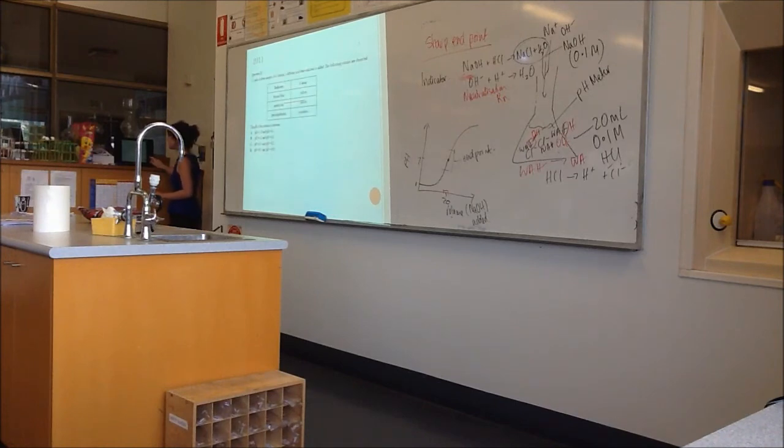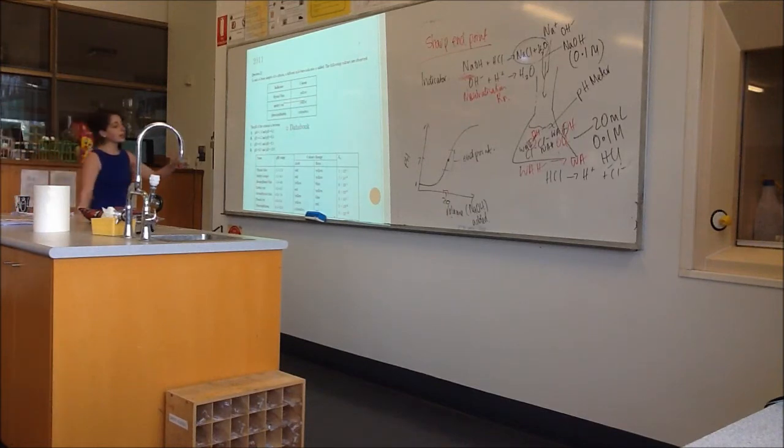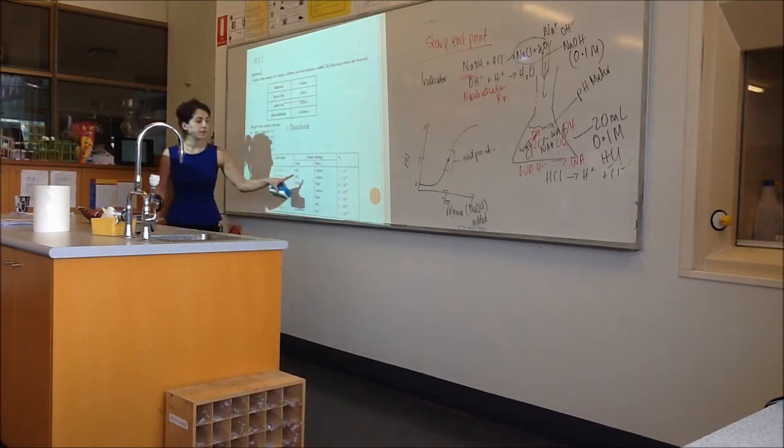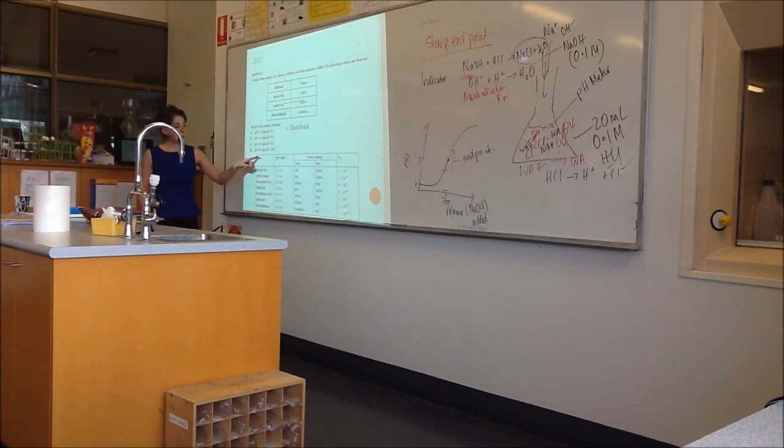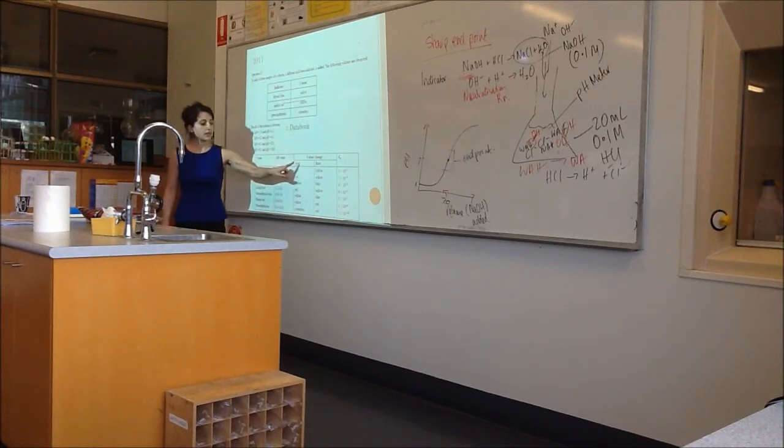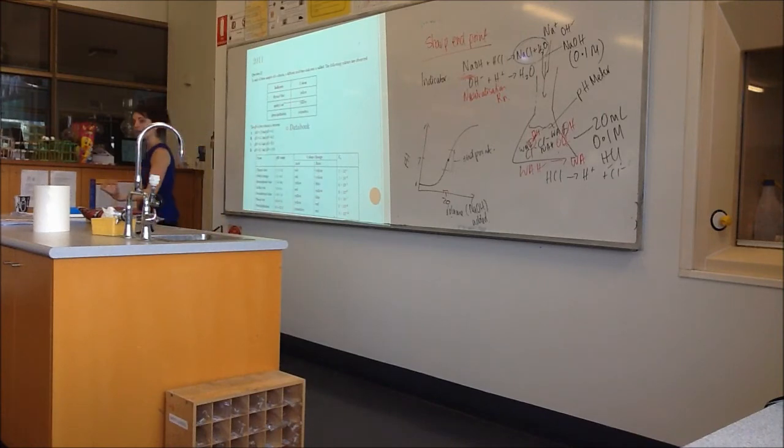But I'm going to go through this 2011 question. Oh, and I'm going to show you this. So, guys, in your data book, you have the name of the indicator along with the colours. So when this indicator, thymol blue, is in an acid, when we add HCl to it, when it's in the acid range, it looks red. When it's in a basic range, it looks yellow. That's the way your chart works.